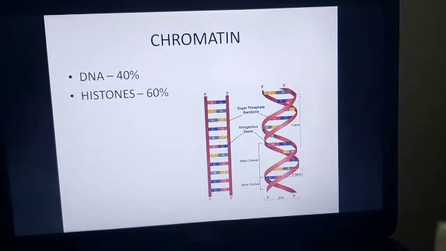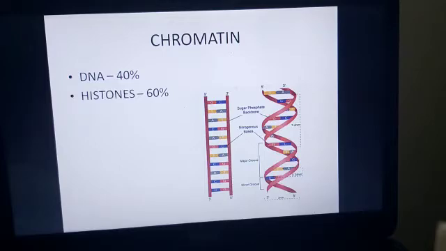The chromatin material that constitutes the fiber is formed of two substances. 40% it is made up of DNA and 60% it is made up of histones. The structure of DNA that we call the double helical structure was given by Watson and Crick, because of which in the year 1962 they got a Nobel Prize. So a single DNA molecule is very large and hence it is described as a macromolecule.